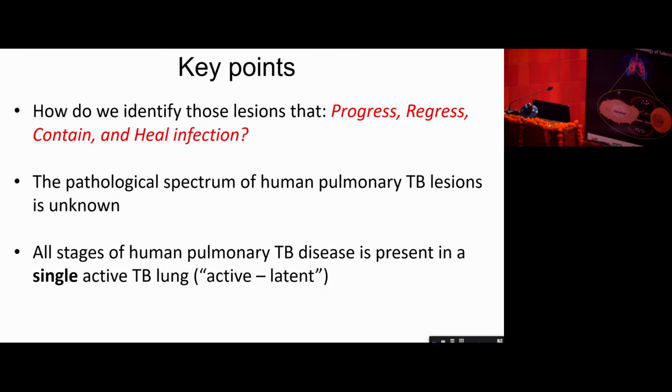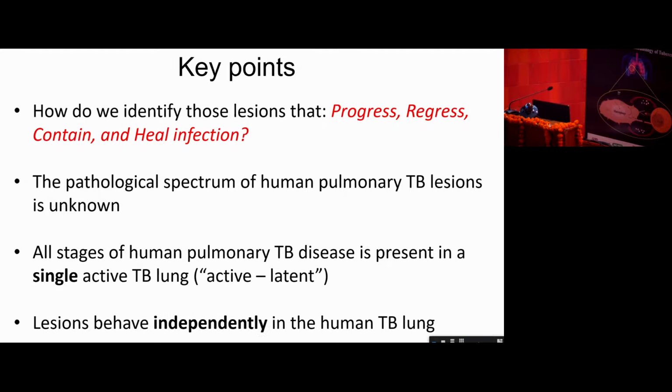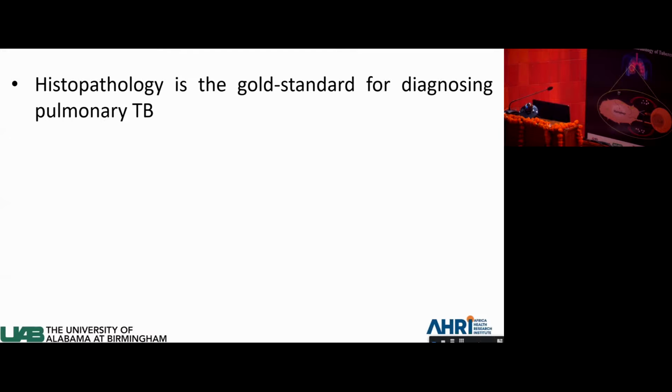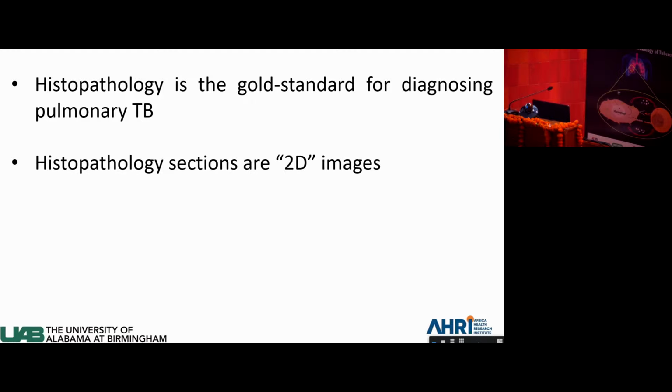And I've also said that all stages of human primary TB are present in most single active TB lungs. There's evidence of active as well as latent lesions in a single active TB lung. And very importantly, lesions also behave independently in the human TB lung. That's important. Coming closer to today's talk, we know that histopathology is the gold standard for diagnosing pulmonary TB, especially if you combine it with Ziehl-Neelsen stain.